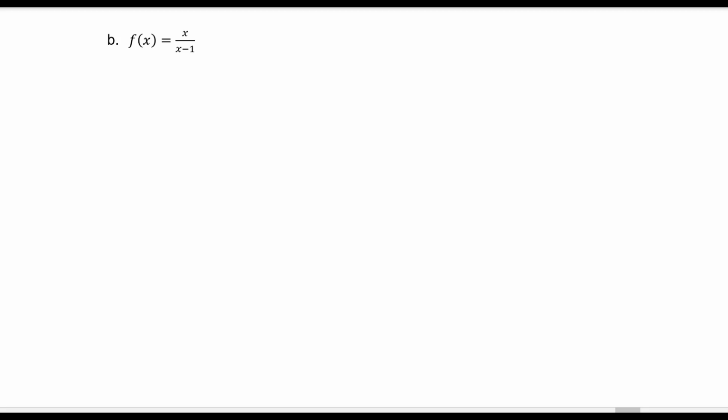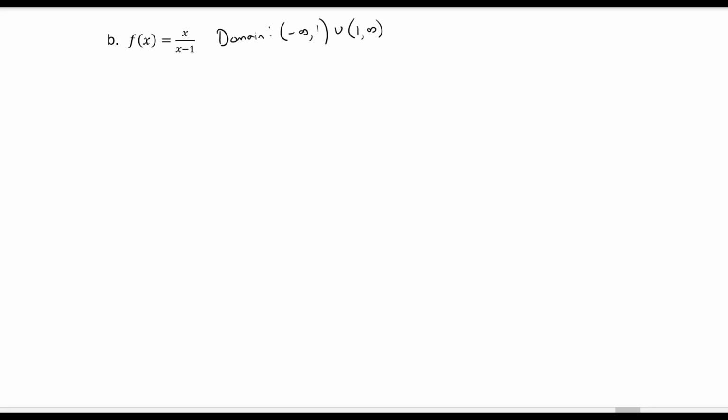All right, so let's look at the second one. So f of x equals x over x minus 1. And we're still doing the same thing. So we're trying to find the open intervals where the function f is increasing and decreasing. So same idea. First thing we need to do is find the domain of this function. So our domain is going to be negative infinity to 1, union 1 to infinity.